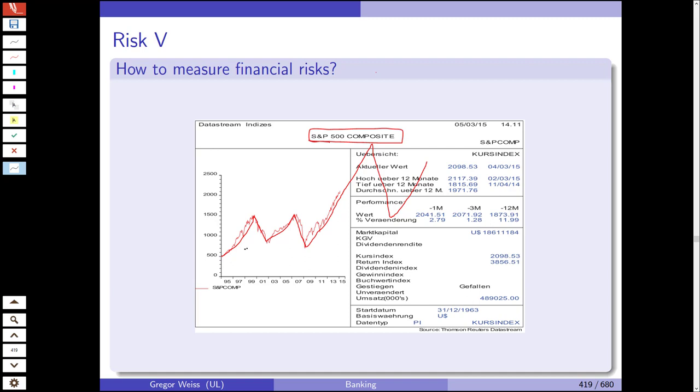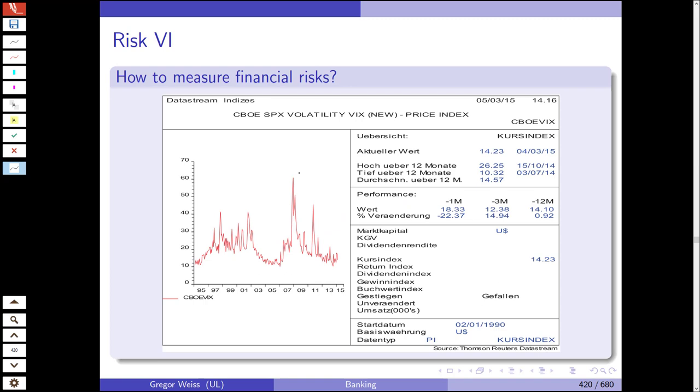especially during this time and this time, we have times of high volatility. And not surprisingly, let's see, yes, this looks pretty good. This is the financial crisis, and this is the dot-com bubble. And 9/11, and this is also the burst of the new economy bubble. And well, you could use the volatility to measure risk. We'll later on learn how to measure risk in different ways.